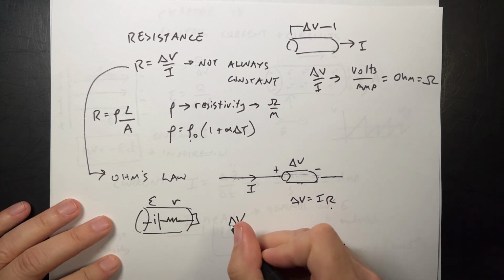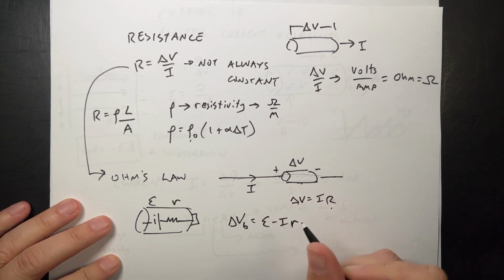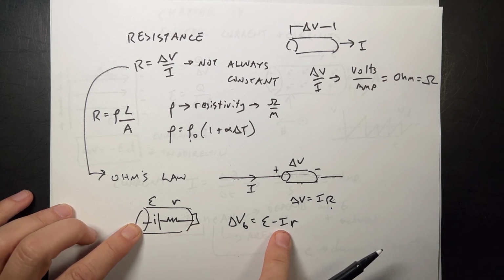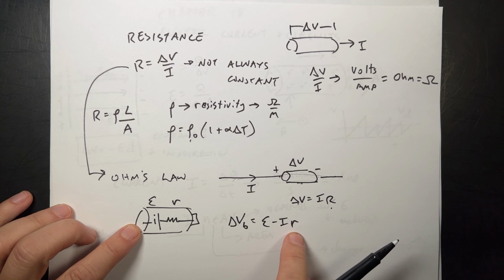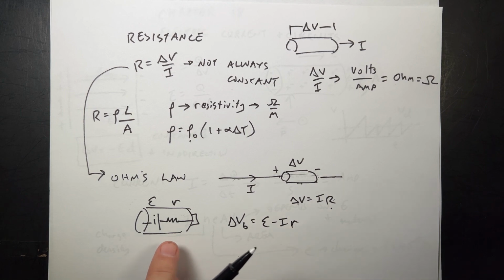They write that as delta V. I'll put a B. It's going to be EMF minus IR. So this says that the voltage you actually get out of the battery decreases as the current increases coming out because of that internal resistance. So smaller batteries, a AAA battery is going to have a larger internal resistance, so you can't get as much current out of it. Okay.